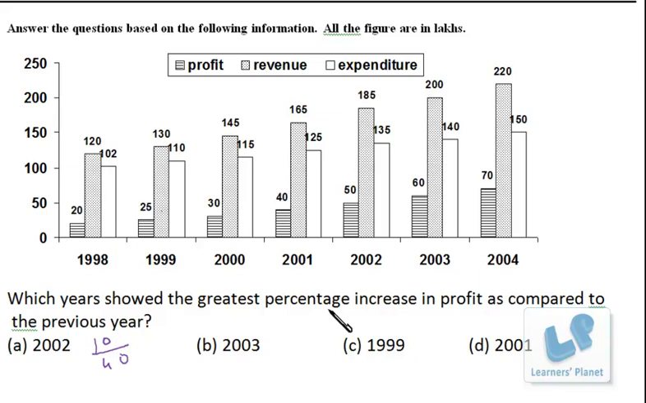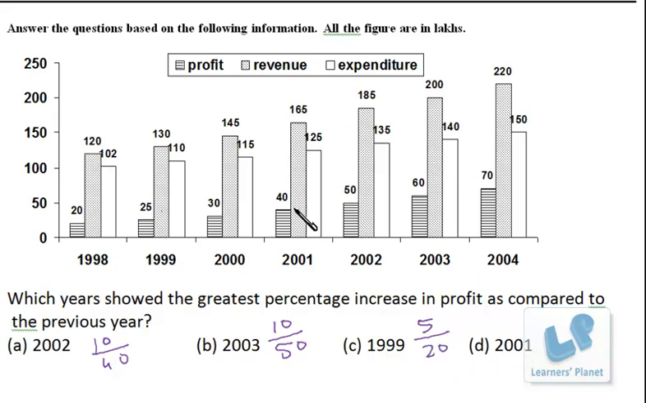In 2003 the profit goes from 50 to 60. So the increase is 10 only, but that 10 increase is on 50, right? In 1999, it is getting 25 from 20. So the increase is 5 from 20, or on 20.